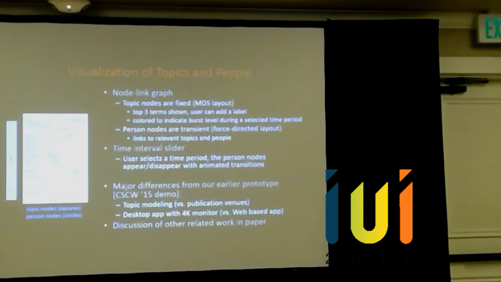The second type of nodes are the person nodes, and these are the round nodes. These are transient, and they move around based on the force-directed layout. Then there are links to the relevant topics and other people. In conjunction with the node link graph, there's a time slider. When the user selects a time interval, the person nodes will appear and disappear in the topic landscape with animation.